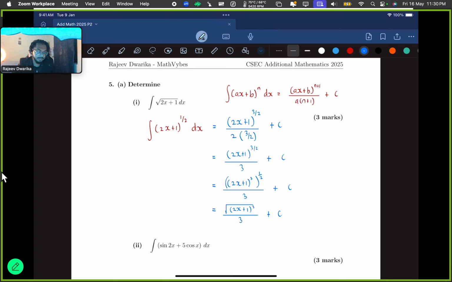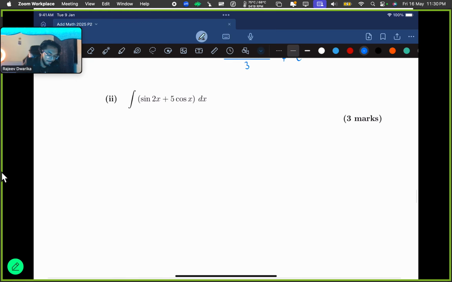You get this answer? Square root of 2x plus 1 to the power 3 over 3 plus c. Yeah. You put it in third form? Yeah, well, I did because I might as well go all the way.